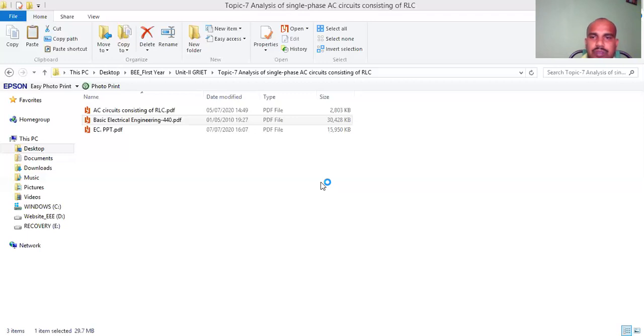You know XL equal to 2 pi FL. So L value is 50.07 and F equal to 50, so XL is 15.73. And again Z equal to R plus j(XL minus XC). Z equal to root of R square plus (XL minus XC) square. You know the formula. The R value is equal to 40 ohms, XL value 15.73. We have to find the XC value.